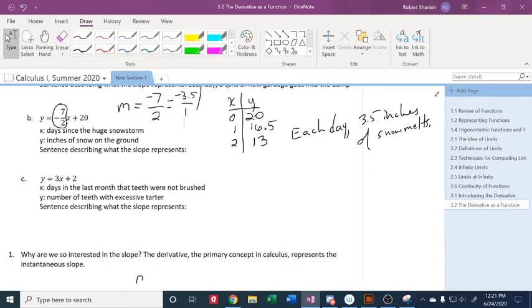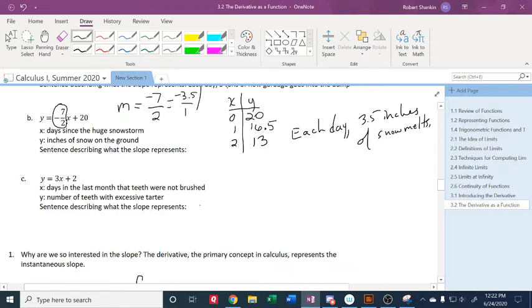We have that you start off with 2 teeth that have excessive tartar, and for every day that they aren't brushed, 3 more teeth will have excessive tartar. Okay, and so if we're just going to focus on the slope, a sentence describing what the slope represents, what part of what you described would you then have, and what part would be eliminated? The slope would be the 3 teeth per day. Very good.